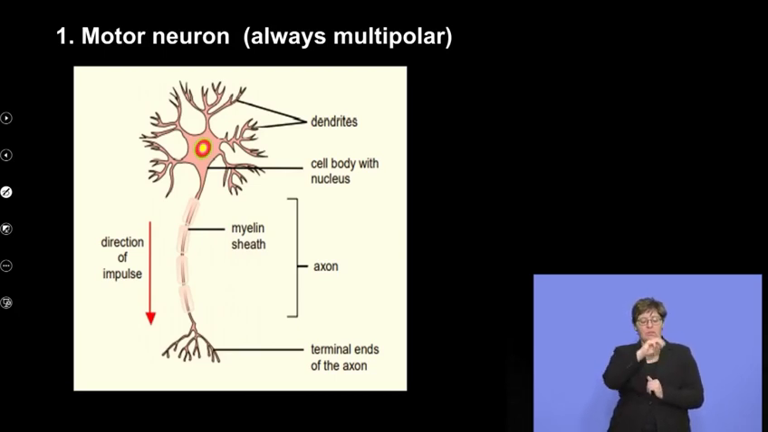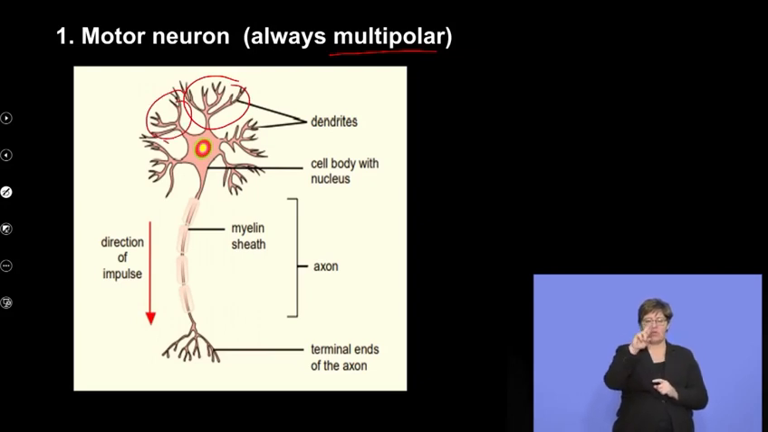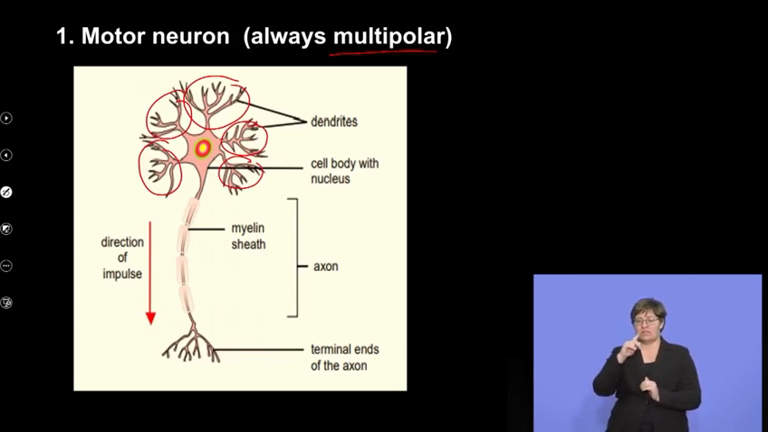This is a motor neuron. I took this from the DBE textbook, the new one, and it's also always multipolar. Multipolar means look at all those dendrites there. You can see it's lots of them, hey? So that is multipolar. If you have to draw a labeled drawing, you need to draw the cell body, the nucleus, the cytoplasm, the myelin sheath, the axon, right? And remember, it will always be away from the cell body, so the direction of the impulse will always go down. And these are the terminal ends of the axon.